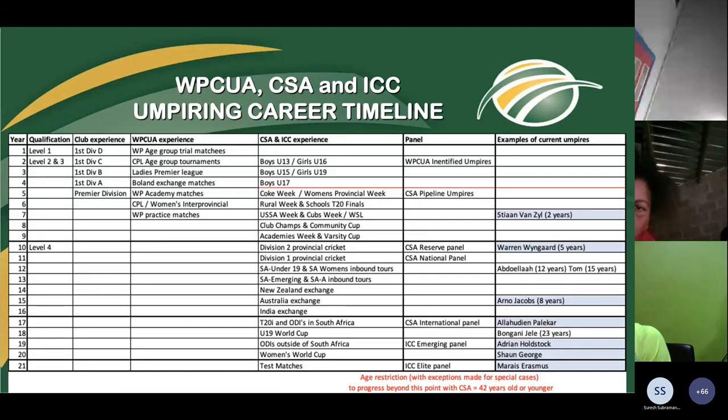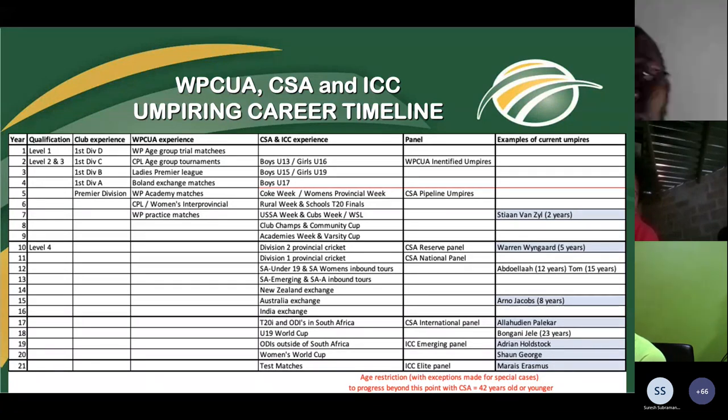There are various other senior tournaments listed there, one of which is currently on the go, Varsity Cup. It started this morning in Pretoria, and that is your first taste of televised cricket matches that you would be involved in, and is very exciting for your family and friends to watch you in action. Once you have reached Community Cup and Varsity Cup, as well as Academies Weeks, those are the top three competitions for amateur umpires.